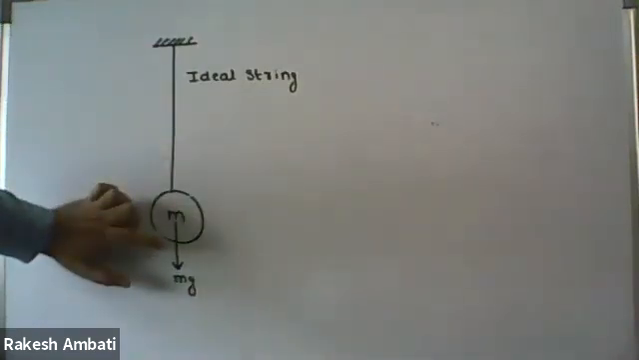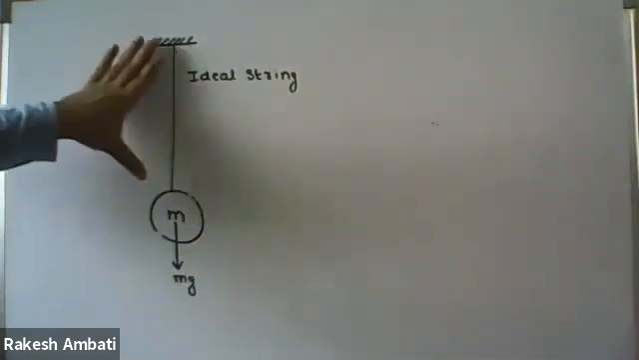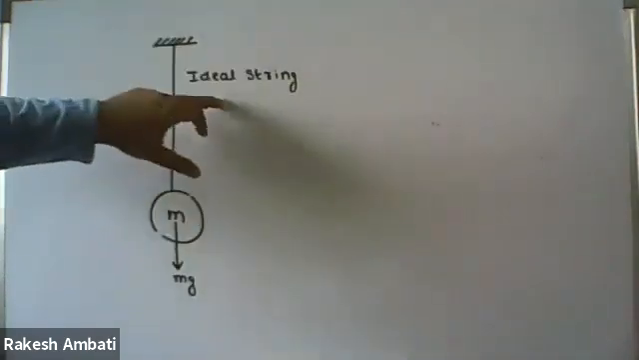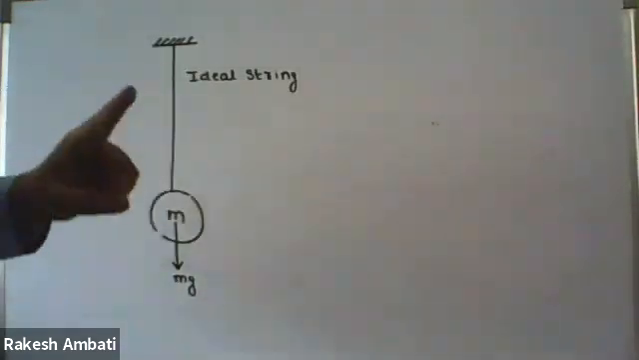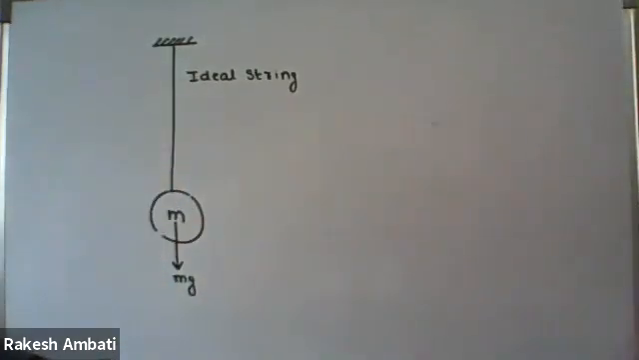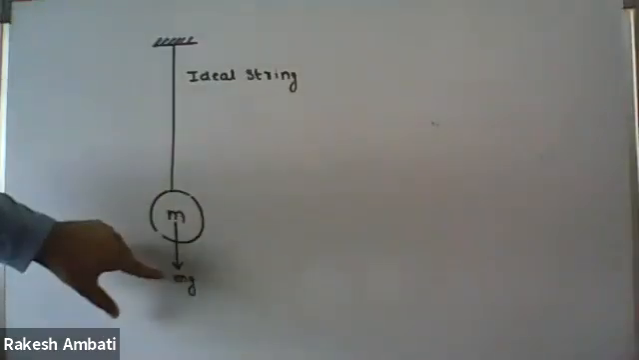If mg is the only force present, definitely this block will move downwards and the string will elongate. But it is an ideal string, and the string never elongates. Then what will happen immediately in the string? One tension force will be developed. The tension force tries to oppose this mg.